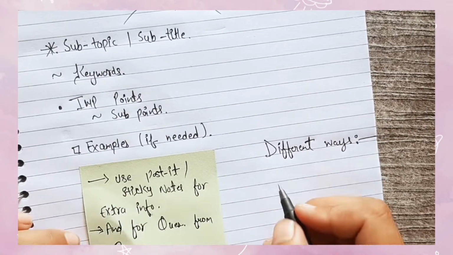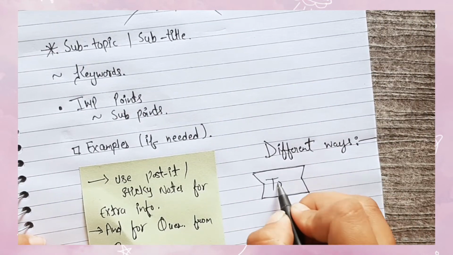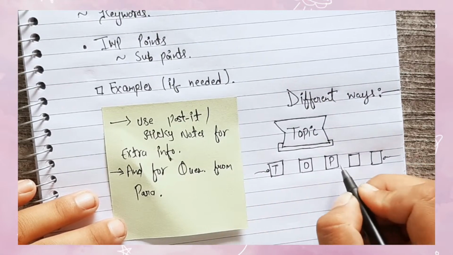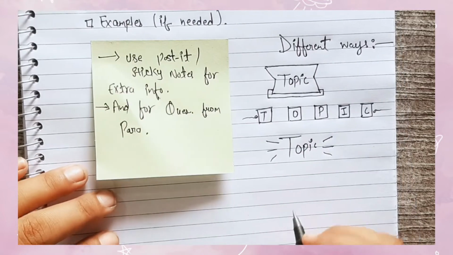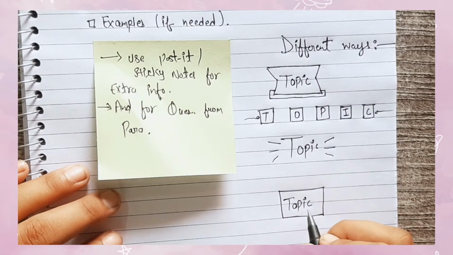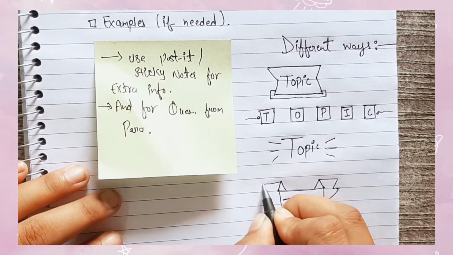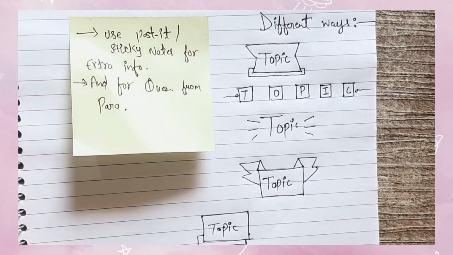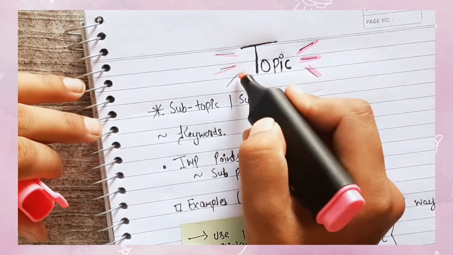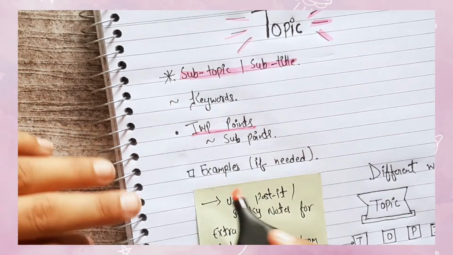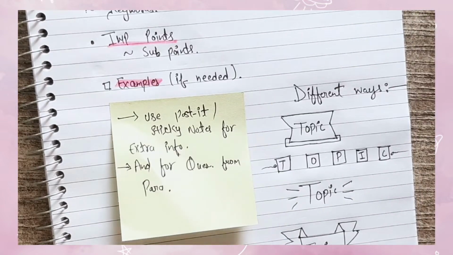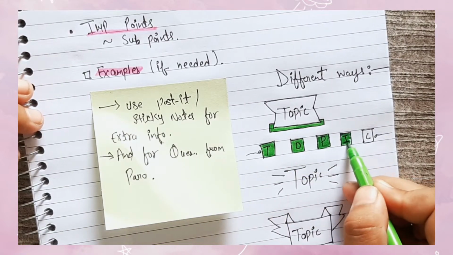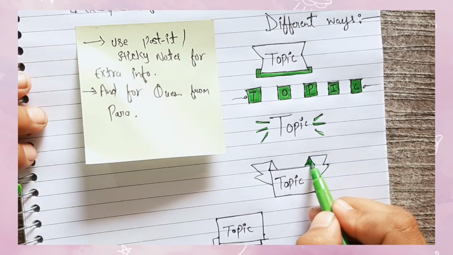Now if you want to write the topic in different ways, here are the ways which you can use. Then I use a highlighter to highlight the subpoints, like important points, and I also use a sketch pen to make my notes colorful.